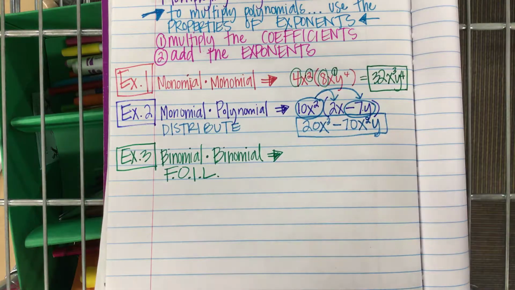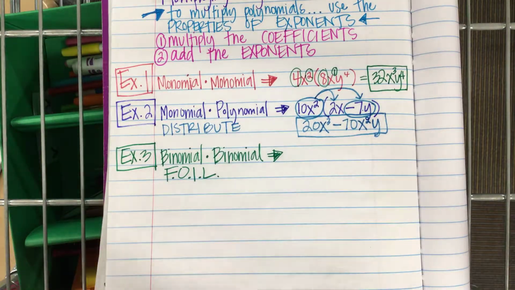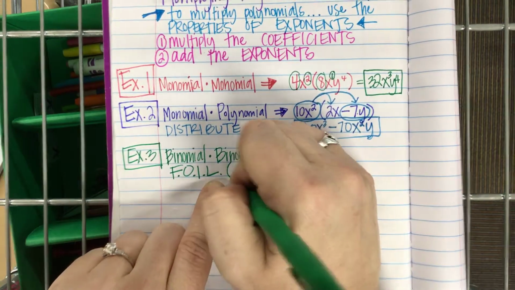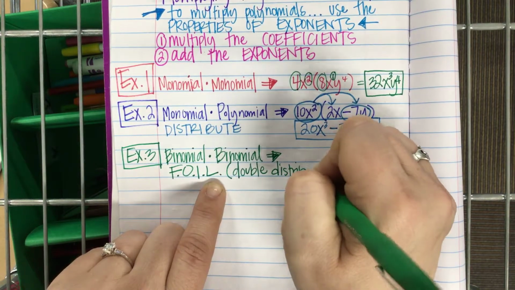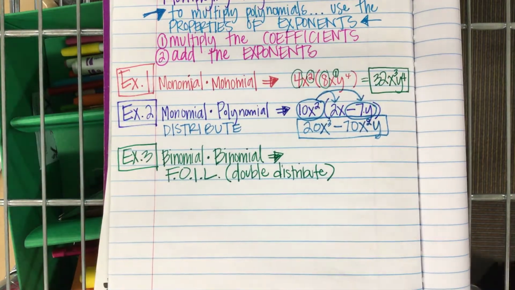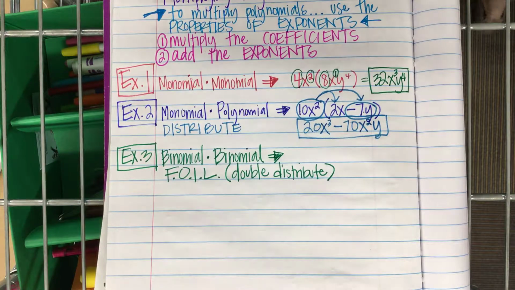A binomial times a binomial, we use this term FOIL. It's an acronym. All FOIL means is to double distribute. If you think about it, it makes sense, because a binomial has how many terms? 2. With a monomial, I just take that one term and multiply it by everything. But a binomial in front means it has 2 terms, so I have to distribute 2 things. I have to double distribute.